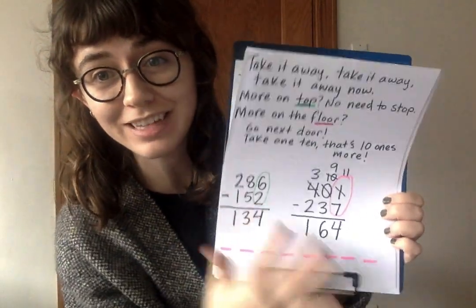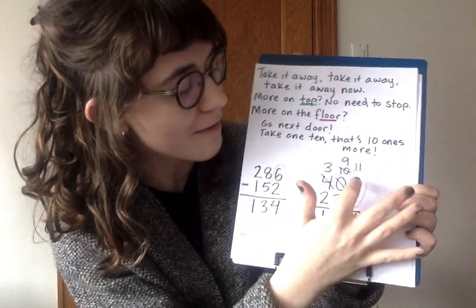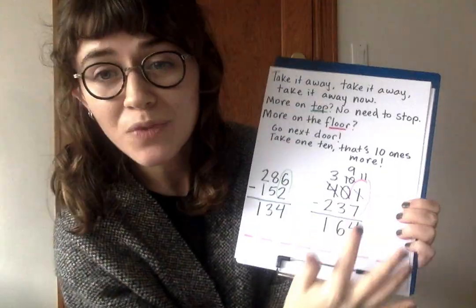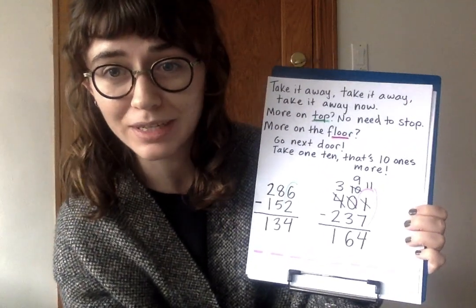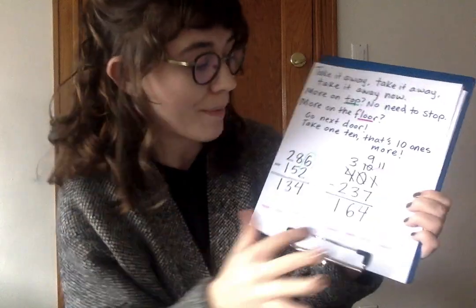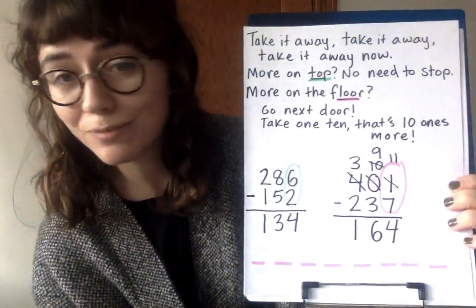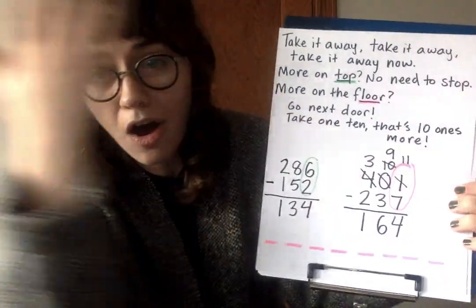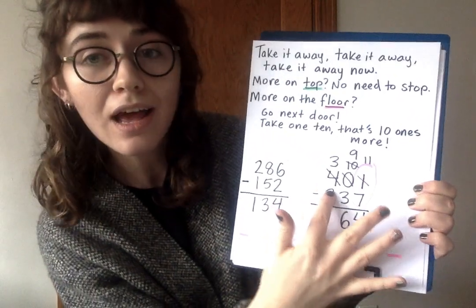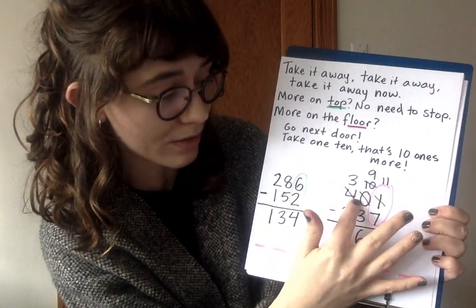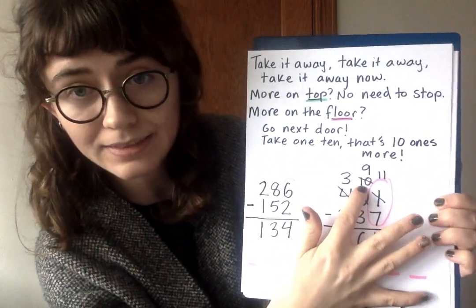But over here, it looks like I needed to do something different. Let's take a look. Over here in the ones place, I've got 1 minus 7. 1 minus 7 means that there's more on the floor. I can't take away 7 ones if I only have 1 one. So I'm gonna need to go decompose in the tens place. But guess what? We don't have any tens in the tens place, so we have to go all the way over to the hundreds place. In the hundreds place, we started with 400s. So I unbundled one of those hundreds and turned it into 300s and 10 tens.